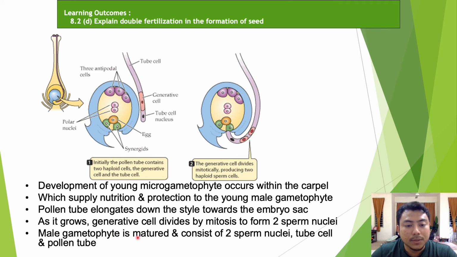The male gametophyte is matured and now consists of two sperm nuclei, the tube cell, and the pollen tube. This sentence is trying to tell you that now the male gametophyte has become matured once dia dah ada two sperm nuclei, dia ada tube cell, and a pollen tube.